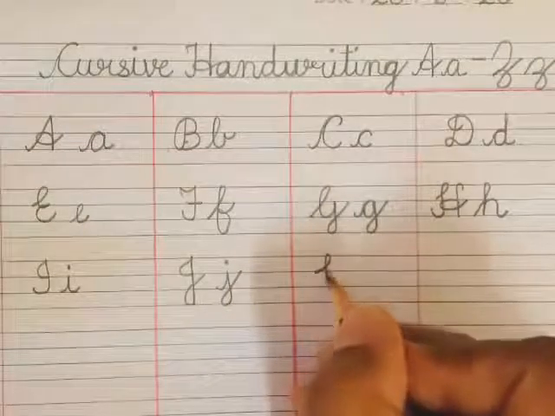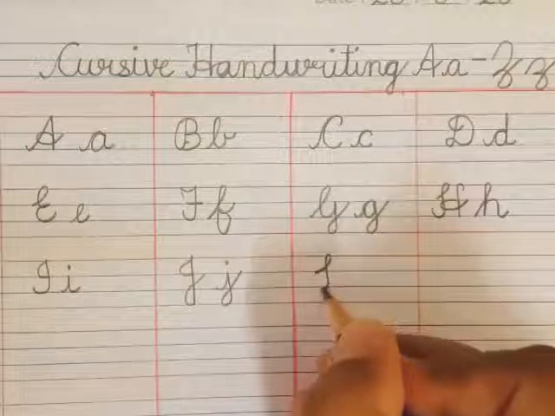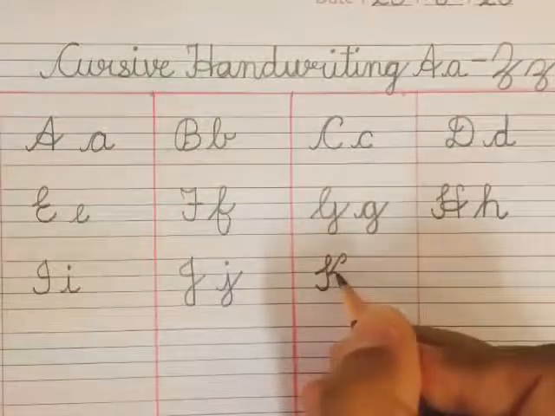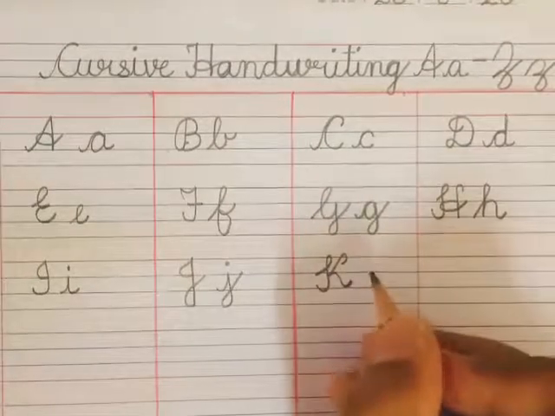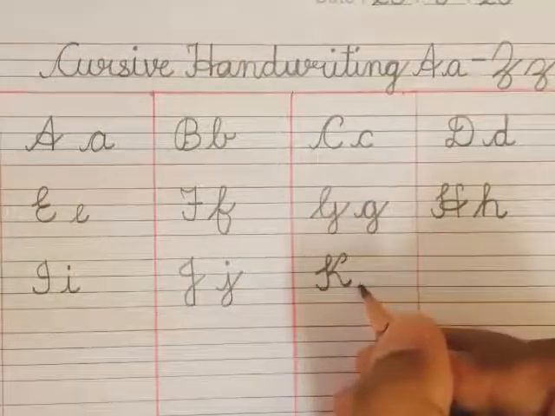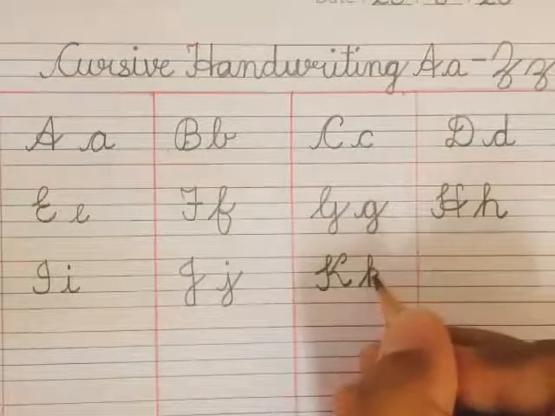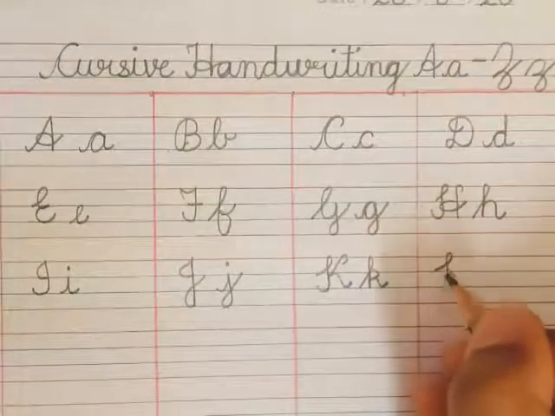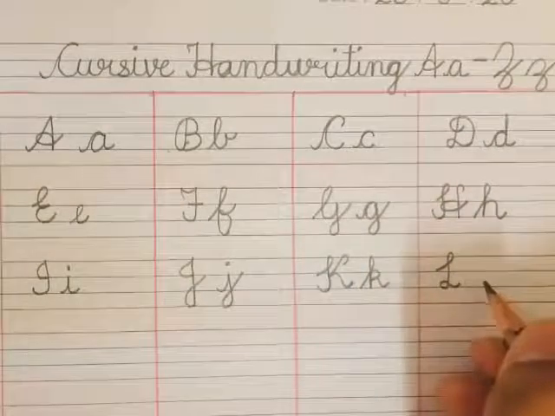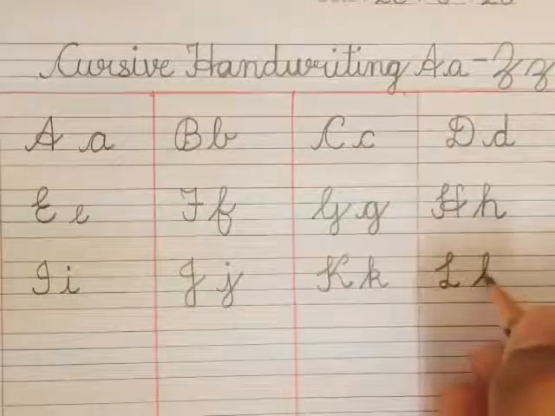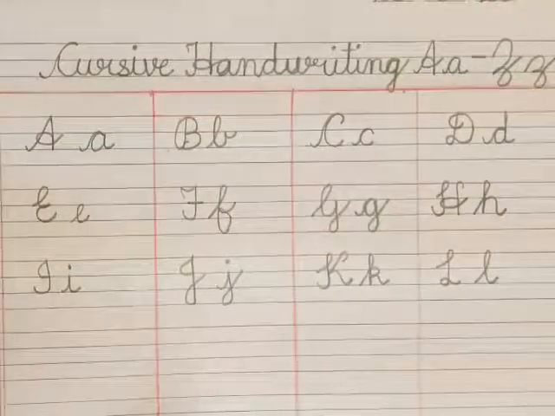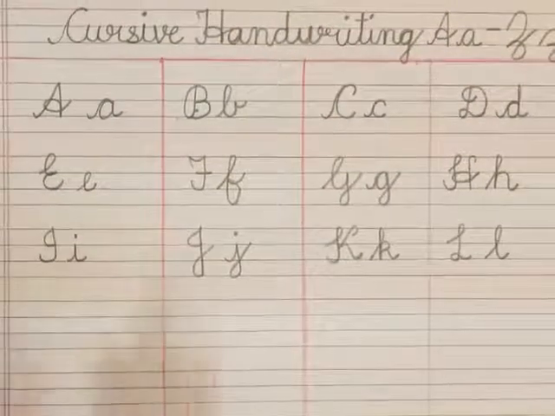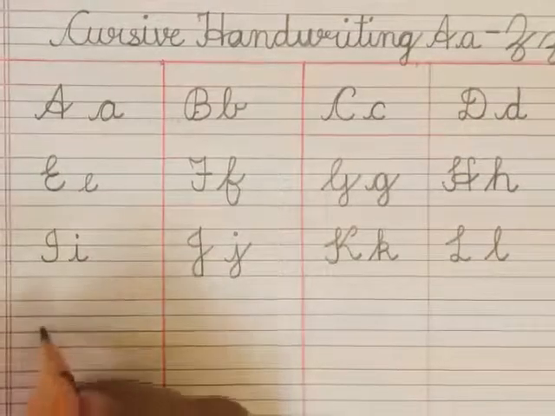Next is K. K. Now small k. Next is L. Now small l. Please touch the lines and write neatly. After L, write M.